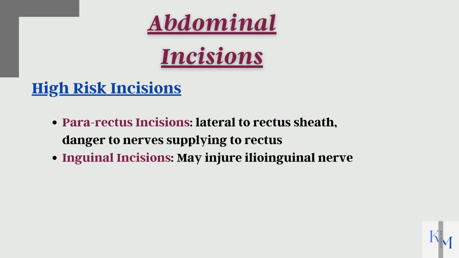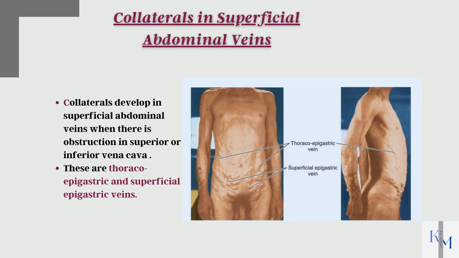Just an important applied concept here. Obstruction due to any reason in the superior or inferior vena cava results in formation of anastomosis or collaterals in their tributaries such as the thoracoepigastric veins or superficial epigastric veins. These can be visualized in thin patients and it is actually a clinical sign for caval obstruction.